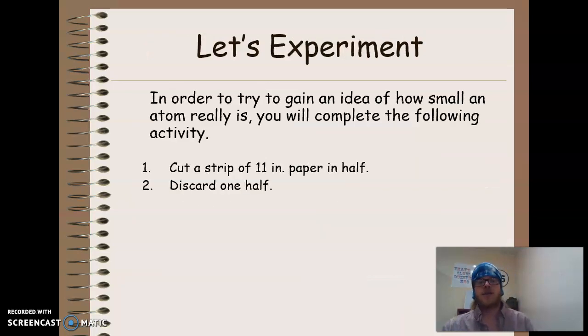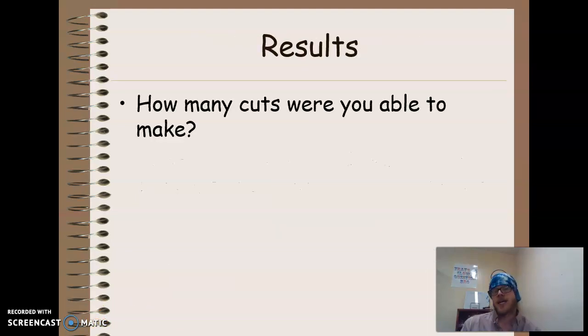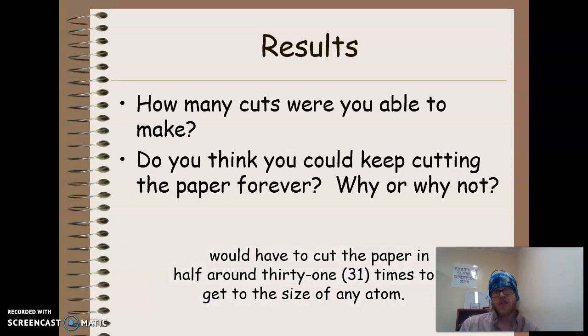All right, so this is something you guys could do. Do this at home, right? It's kind of a fun activity to see if you actually can. Try to cut a strip of, it says 11 inch, that's just like a normal standard piece of paper. You're going to keep cutting it in half, right? Keep making your cuts the same direction. Keep going sideways, sideways, sideways. If it gets too long and awkward to cut, you can cut some of the flap off, that's fine. But try to see how many times you can cut it. See if we can get it down to the size of an atom. Spoiler alert, you can't. You would need to cut it 31 times.